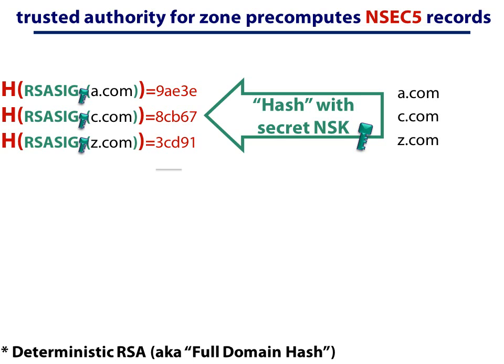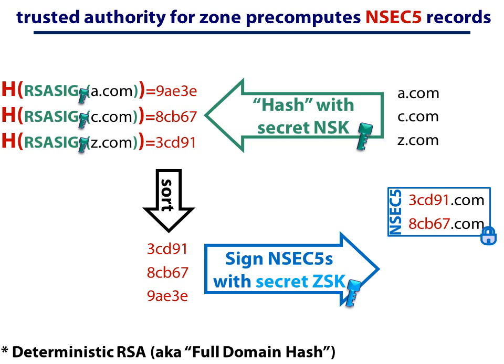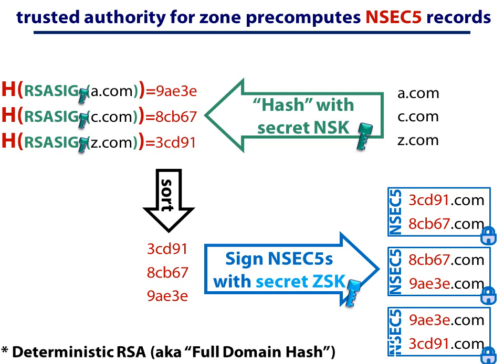So now we have a bunch of hash values, and then we do exactly what we did in NSEC3. We sort the hash values in alphabetical order. Here we can see that 3 comes before 8, which comes before 9. So these are sorted hash values. And then we're going to take the zone signing key, which is a different key than the key that was used for hashing. This is the signing key, and we're going to sign NSEC5 records. We take every pair of records that are next to each other and we sign them to get these 3 NSEC5 records. We have the first pair signed, the second pair signed, and then we wrap around from the hash value starting with 9 to the hash value starting with 3. And these are our NSEC5 records.